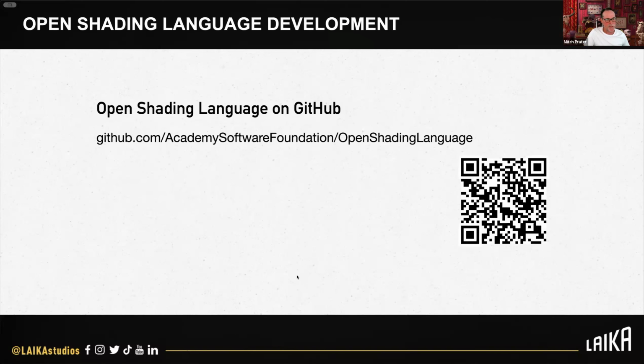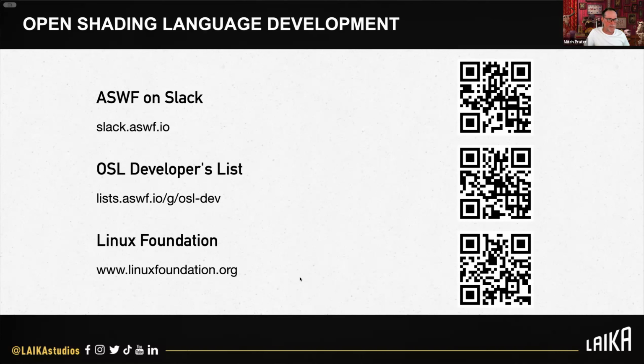And yeah, so Chris mentioned the OSL code repository and tools can be found under the Academy Software Foundation's GitHub account. If your interest is in helping to develop or maintain OSL, or to incorporate it into a software system such as a renderer, you'll want to join the ASWF Slack channel for OSL and the OSL developers mailing list. These will require you to create an account with the Linux Foundation since they manage the ASWF projects.